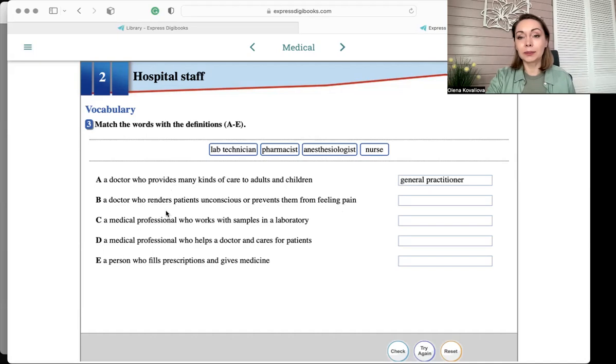Or, yeah, let us say in this manner. Provide. Just a second, I maybe have to find something. Yeah. Also, we can use here the word leave patients unconscious. It means that the doctor that even makes patients unconscious or prevents them from feeling pain.